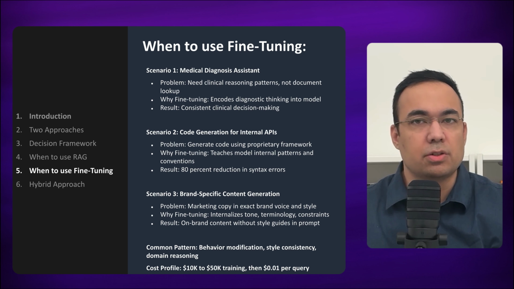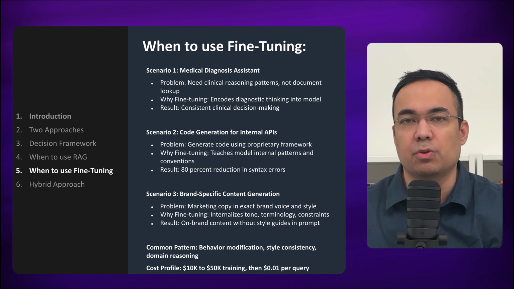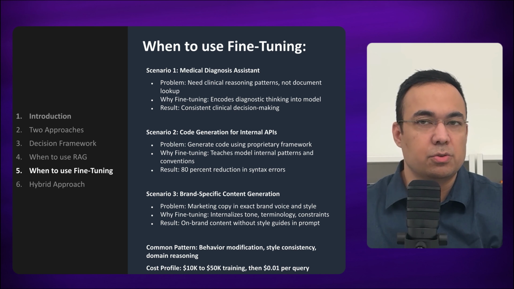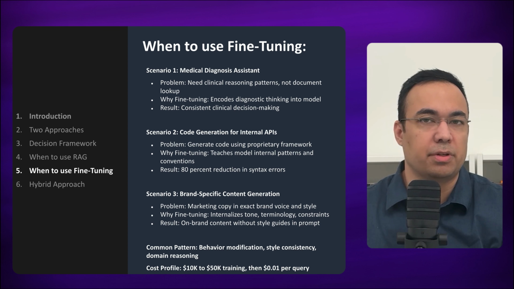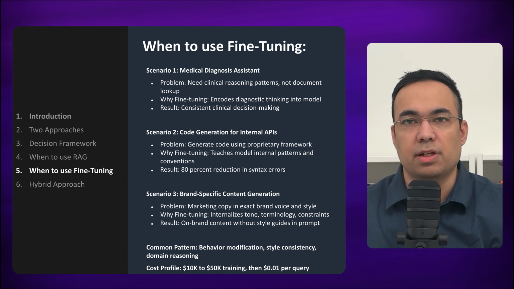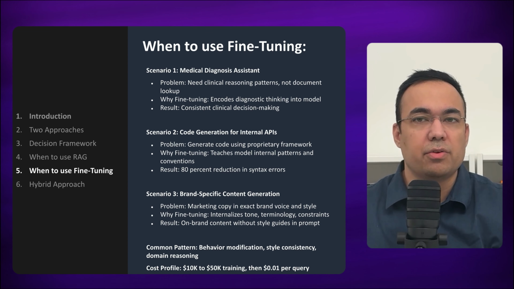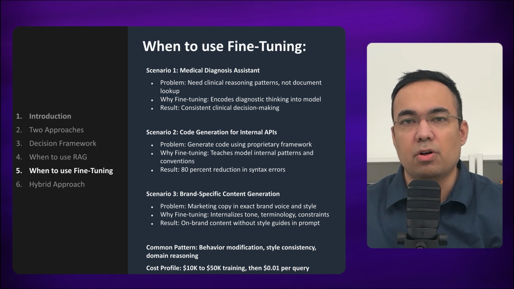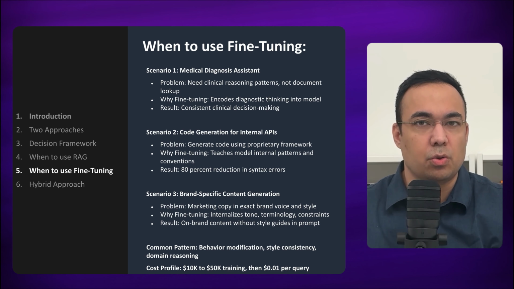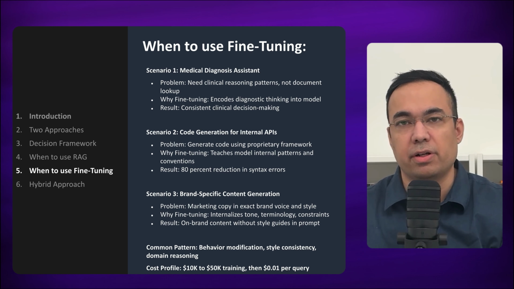The second scenario is the code generation for internal APIs and frameworks. Imagine you have proprietary tools, internal libraries, and company-specific coding conventions that are not in public documentation. You would want the model to generate code that follows the exact patterns. So fine-tuning is the right choice here because you're teaching the model your internal patterns and conventions. The model learns how your team structures code, how you name things, which design patterns your team prefers.